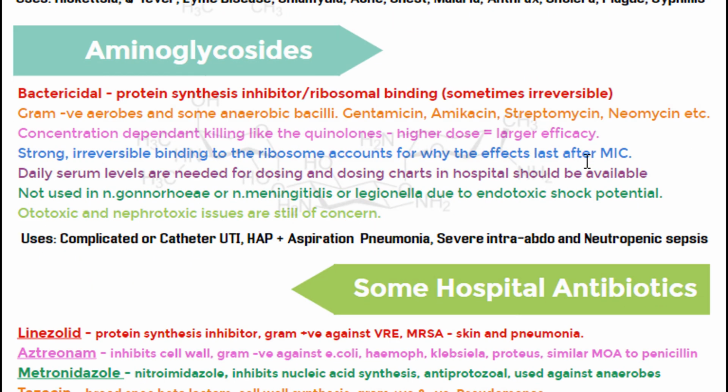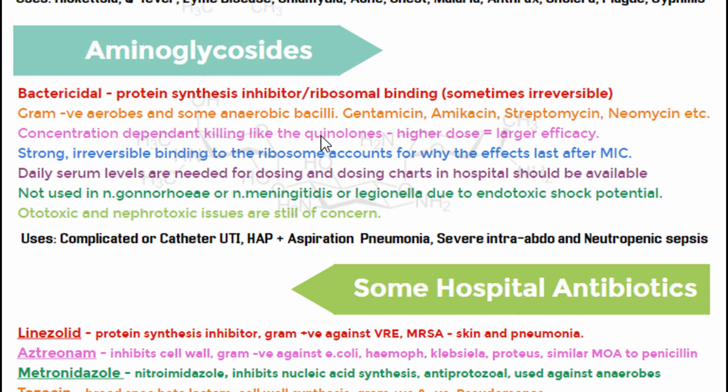Aminoglycosides are very commonly used in hospitals, such as gentamicin. They are bactericidal. They are protein synthesis inhibitors. They inhibit ribosomal binding irreversibly. They are gram-negative in action, most of them, and they have some anaerobic action. But if you suspected anaerobes, you might want to give gentamicin plus something like metronidazole, which is a good anaerobic killer. They include drugs like gentamicin, amikacin, streptomycin, neomycin.